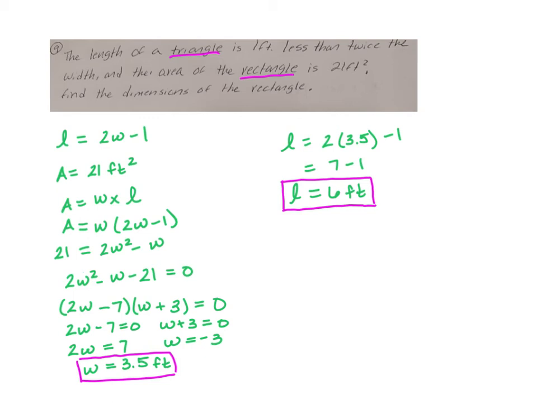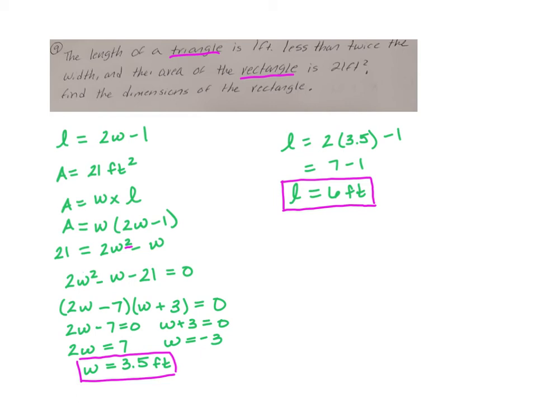So I just said area is also the width times the length, and then I replaced L with 2W minus 1, so I'd have an equation that only had one variable. I replaced the area with 21, and then I have a quadratic because the 2W squared is a quadratic term. That's how I knew I had to move the 21 over to the other side, set this equal to 0, and then factor.